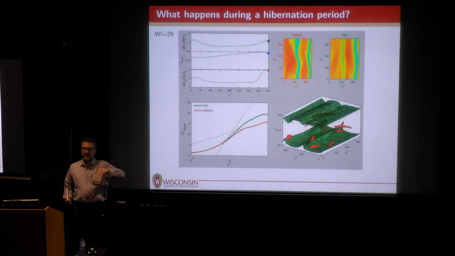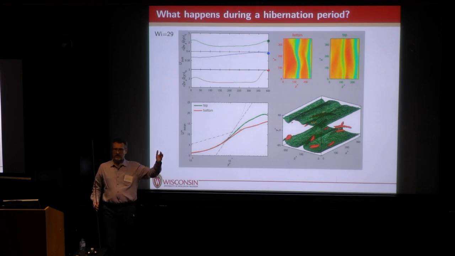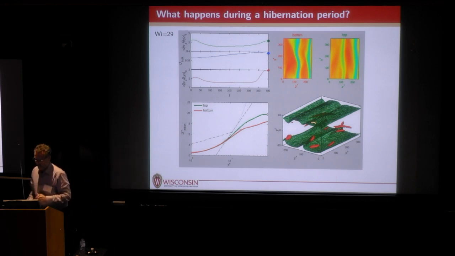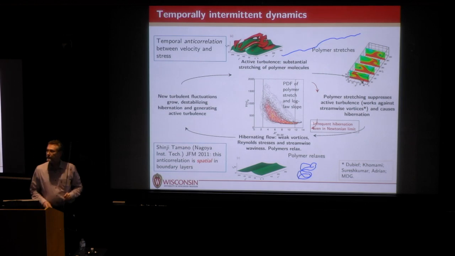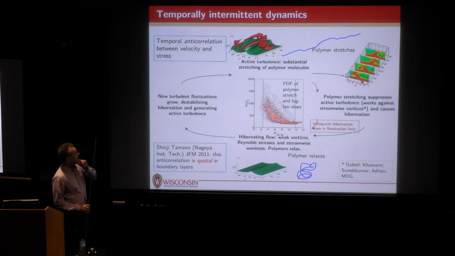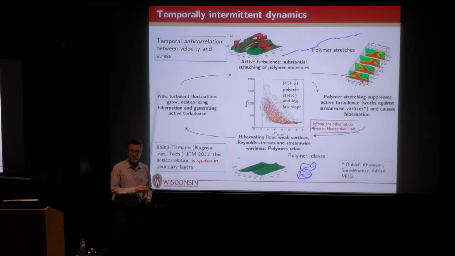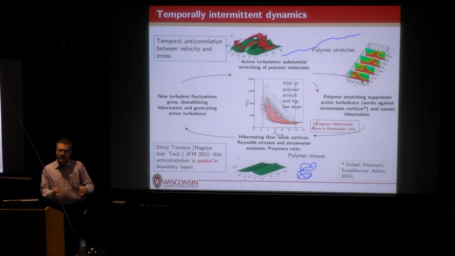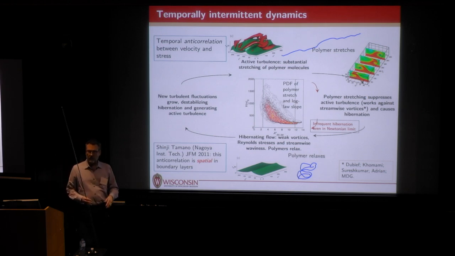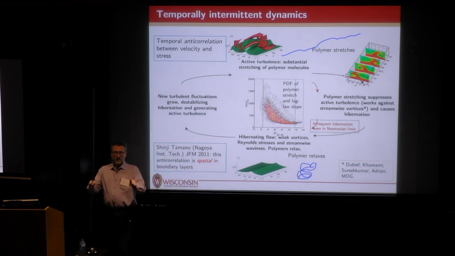So you have this alternation between these very weak vortex states and much stronger vortex states that are characteristic of the Newtonian flow. You can make a picture of that, roughly speaking. In the active turbulence, we have relatively strong streamwise vortices, and those are quite good at stretching the polymer molecules. Then those active intervals end as the polymer stretching suppresses those streamwise vortices.